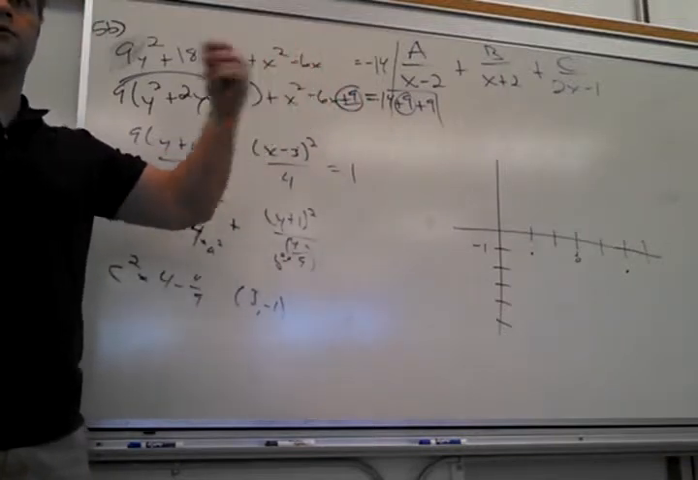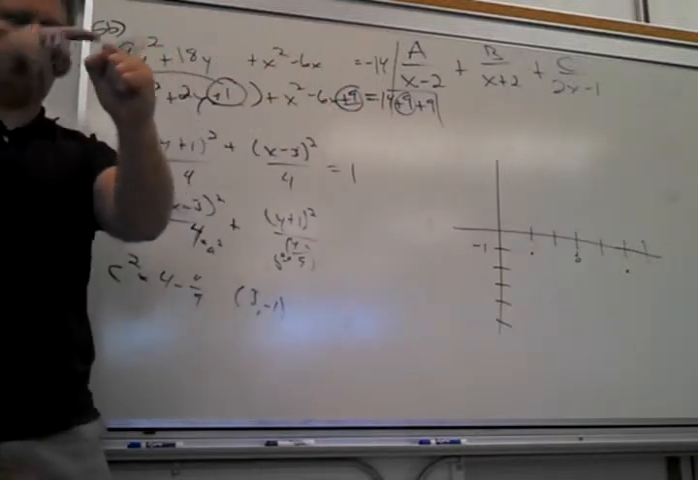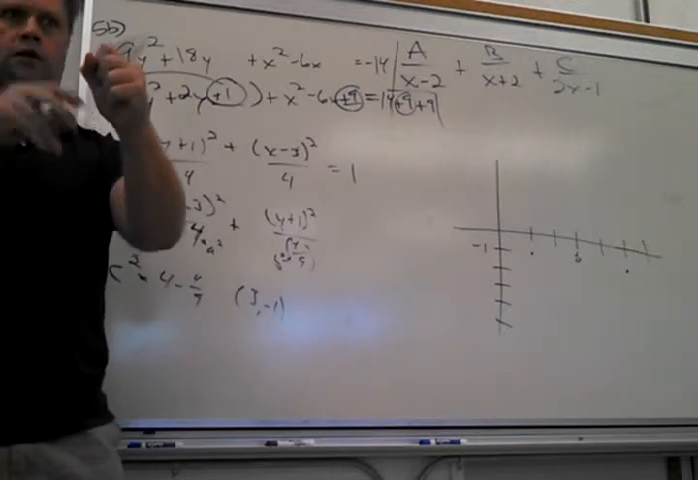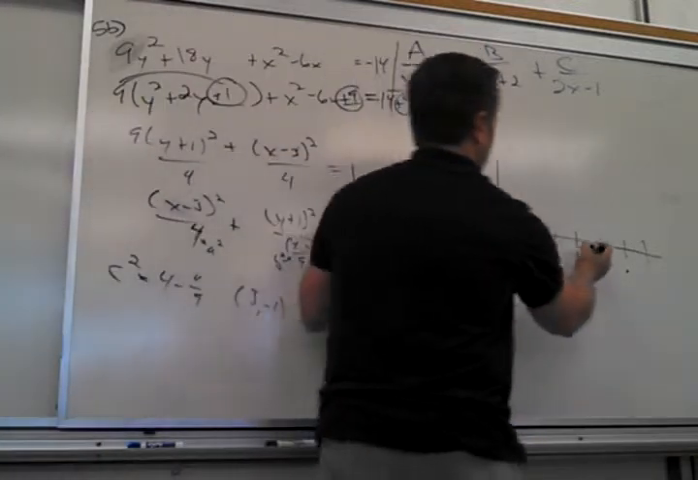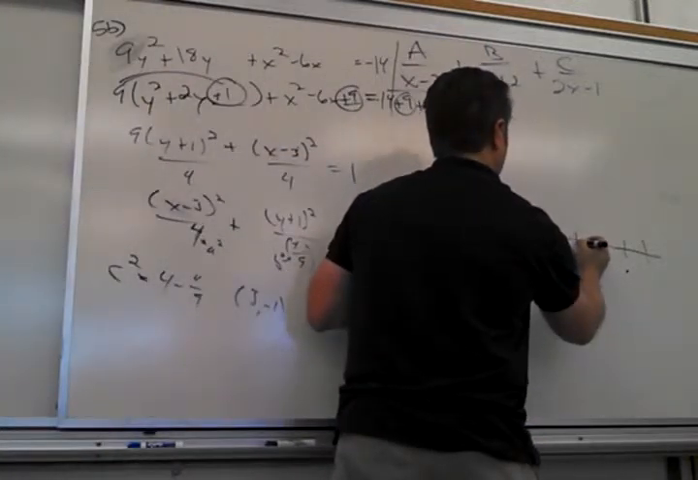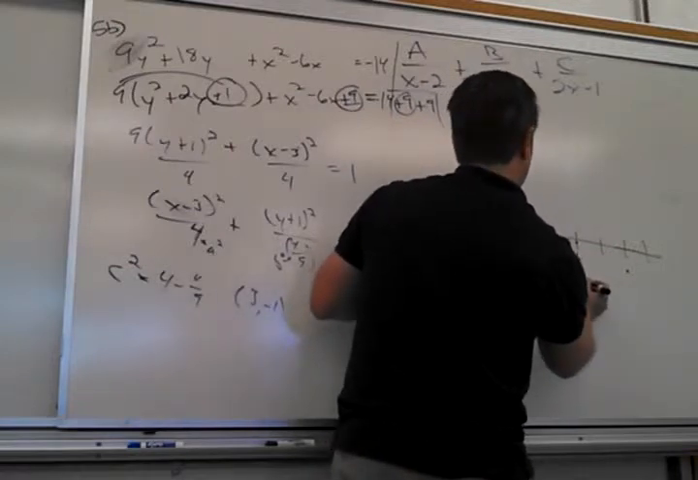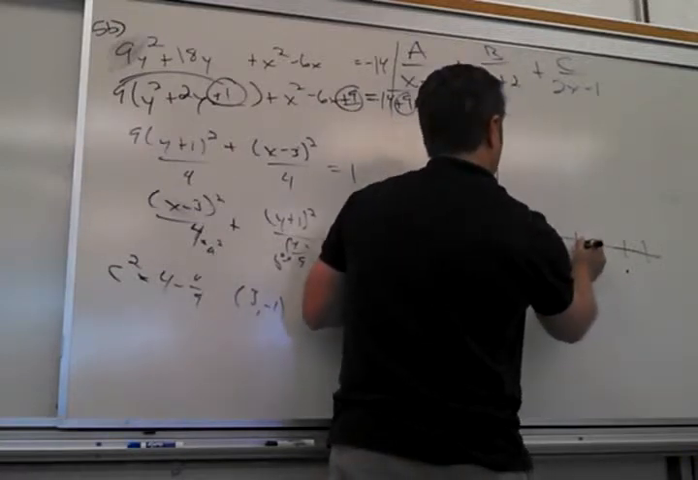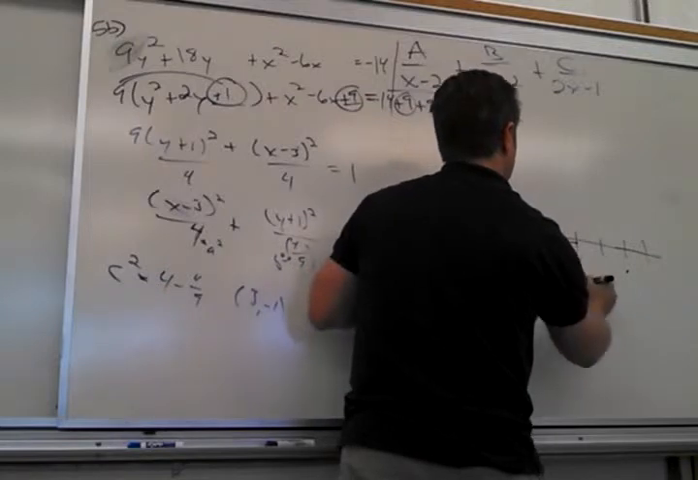Just because the center is moved, who cares? That's where you start. It's like your new origin. That's where you originate. You go up 2/3, so almost to 0. Down 2/3, so almost to -2. And then you draw.